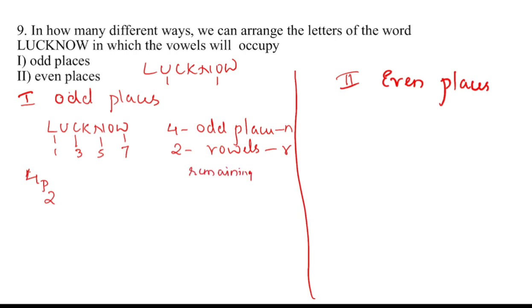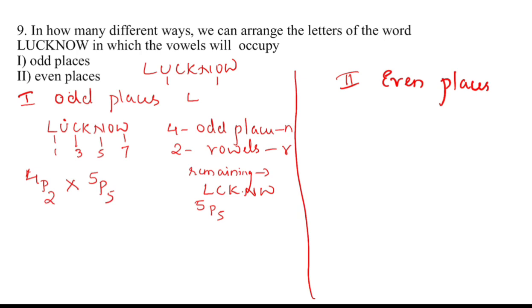Remaining words, letters are how many? See here, 2 vowels can be arranged in 4 places. So remaining are L, C, K, N, W. So remaining are 5 letters. So 5 letters in 5 places we can arrange. So that can be arranged in 5P5 ways. So multiply it here, 5P5 ways.